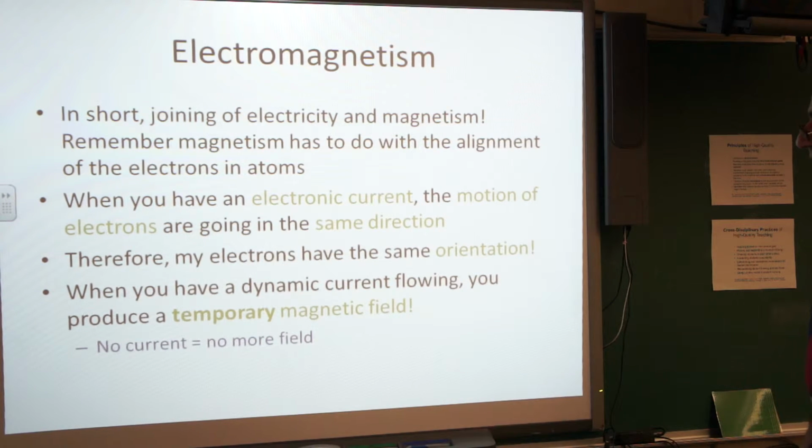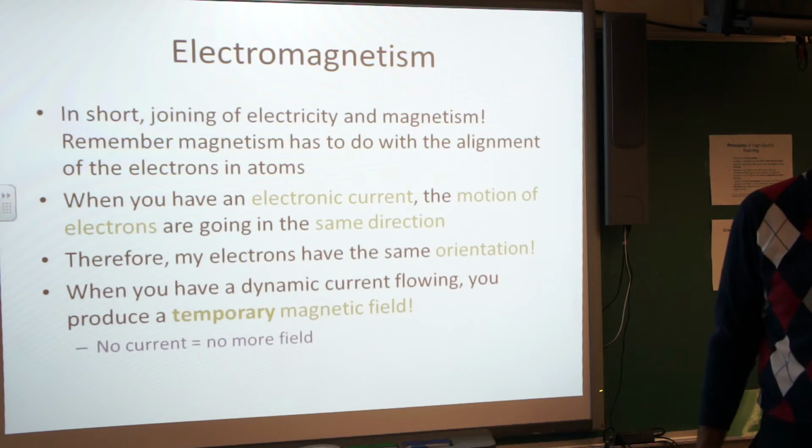Electromagnetism is the joining of electricity and magnetism. Remember, magnetism has to do with the alignment of electrons and atoms. But when you have an electric current, the motion of the electrons are going in the same direction. Therefore, electrons have the same orientation. When you have a dynamic current flowing, you produce a temporary magnetic field.